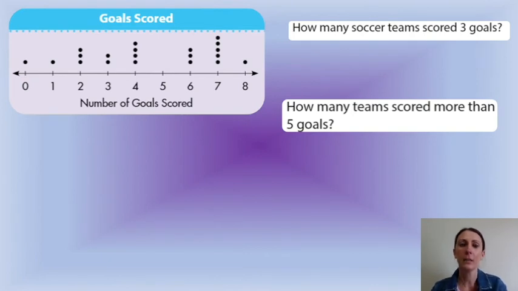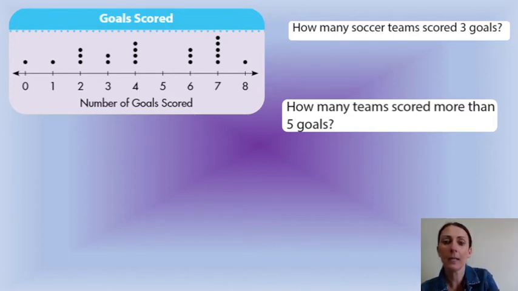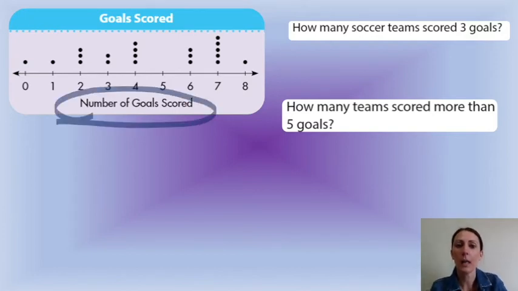All right, take a look on the screen. I have a new line plot posted for you. This one's titled Goals Scored. Let's dig in. Let's interpret some data for this line plot of goals scored. And let's answer a couple questions. How many soccer teams scored 3 goals? Now, I know because there's a label right here that says number of goals scored, that each of these numbers on the number line represent the number of goals scored.